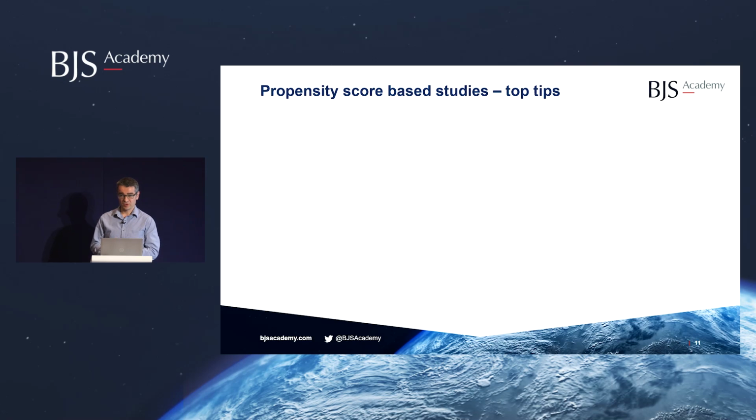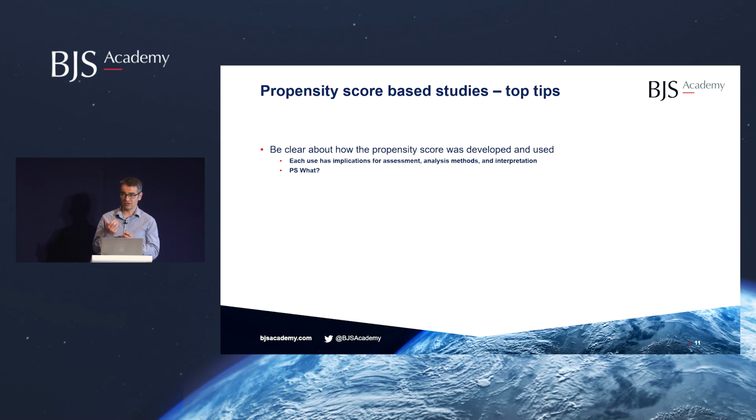So I'm just going to give some top tips about propensity score based studies. I'm going to broaden out slightly from matching, and so one of my points that I would raise as a statistical consultant reviewing these papers is be clear about the propensity score, how it was developed and how it was used, and each use has a different implication. I mentioned earlier that there isn't just matching, although that is a very common use of propensity scores. There's adjustment or weighting approaches that try and use propensity score in a slightly different way. And just be clear about what you've done.